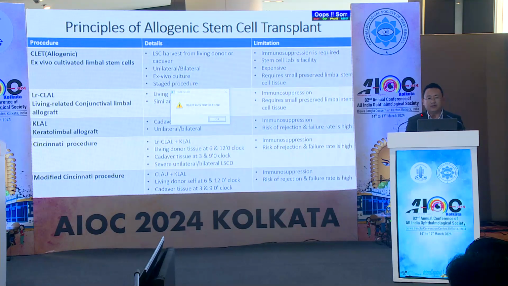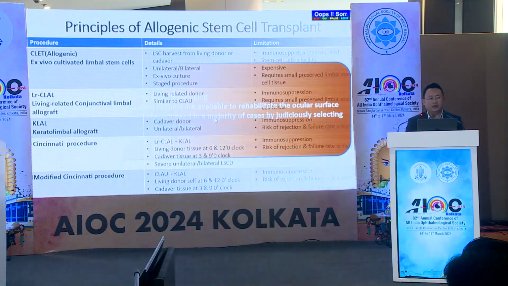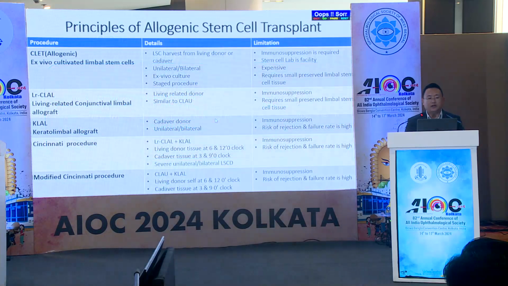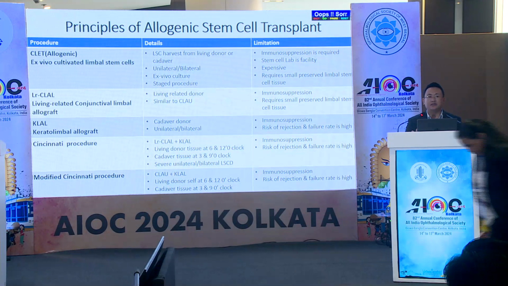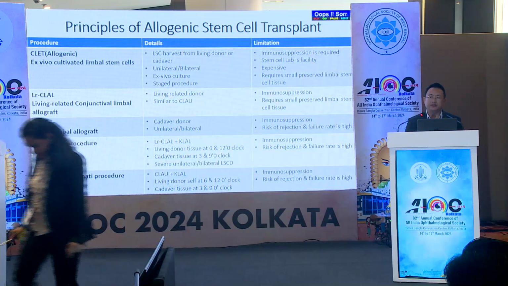For allogenic graft stem cells, we have the CLAL allogenic, which is harvested from a living donor or cadaver. CLAL is the living-related conjunctival limbal allograft. And we have the keratolimbal allograft. The cadaveric is harvested from cadaveric donors, where the limitation is that you need immunosuppressive drugs, and that there's a risk of rejection and the failure rate is high.